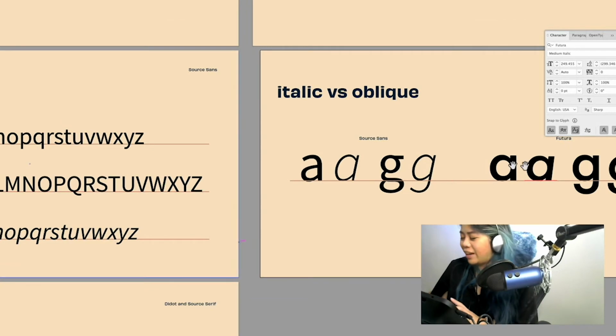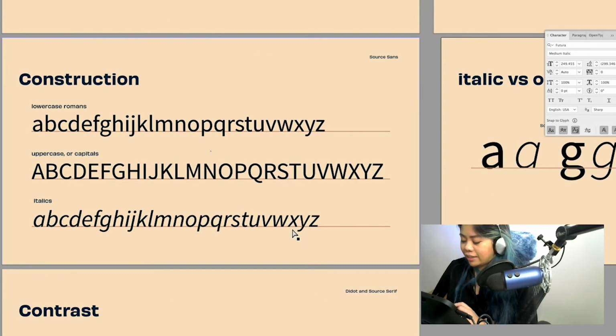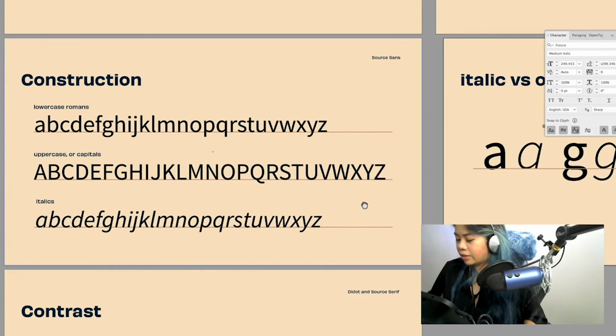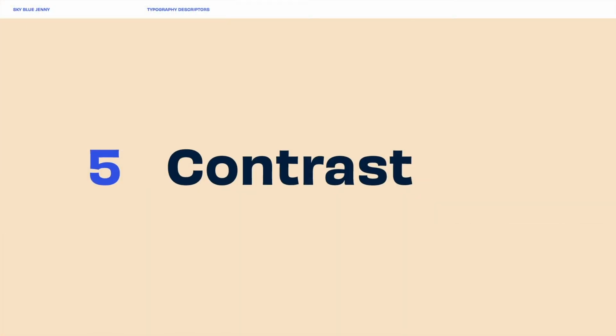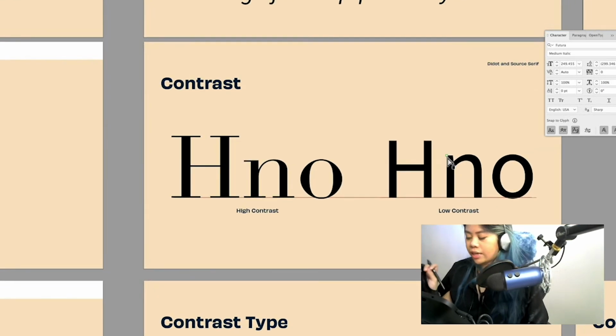That's just a preview of construction. You're looking at things like italics, which pretty much look like lowercase Romans, except for a few letters. And then you also have uppercase or capitals and the lowercase Romans. So that is construction. Moving on to number 5, contrast. With typefaces and fonts that have contrast, you have a range, and they can vary between high contrast.